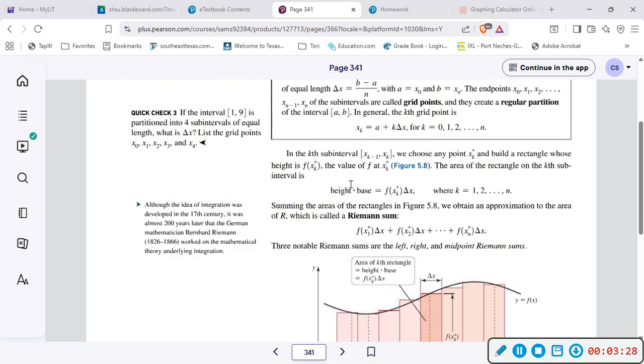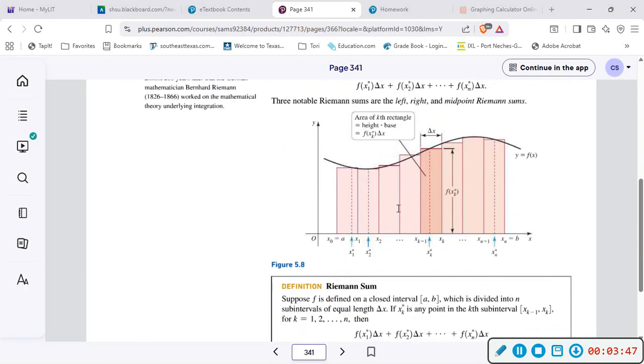So base times height. The height is the y value. That's going to come from whatever the function is, and we're going to plug in whatever that endpoint is. It could be the left point, right point, or the midpoint. And then we're going to multiply that height times the base, or the change in x, the regular partition that we've created up above. And you get some image like this. So this appears to be using the right endpoint. So it's coming to the right, making a rectangle. Coming to the right, making a rectangle.